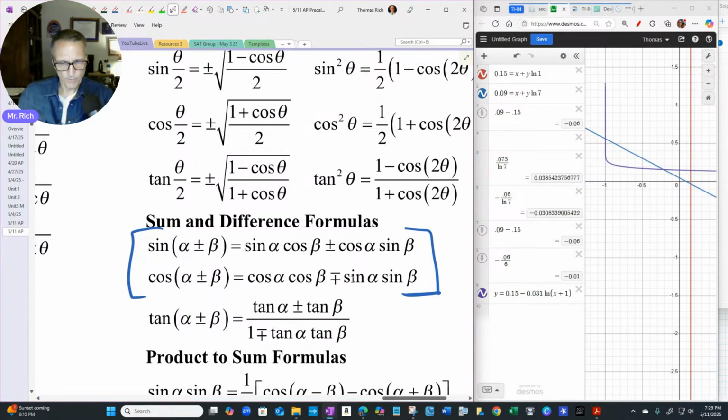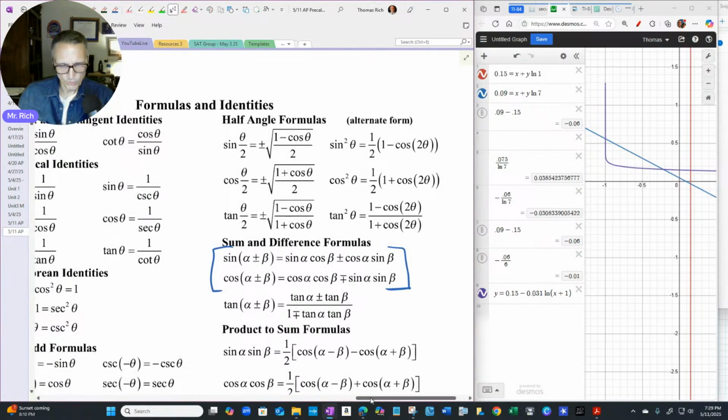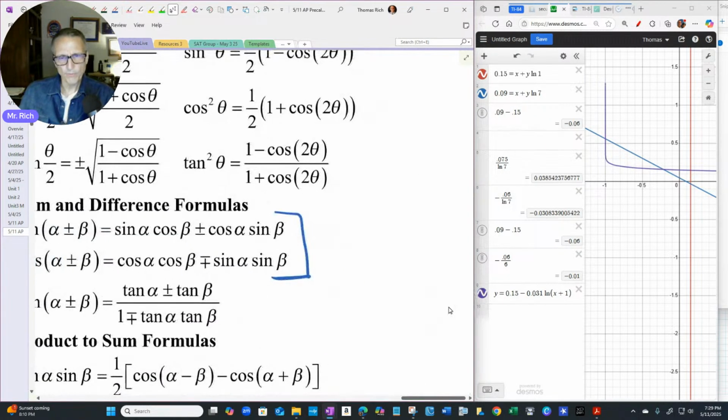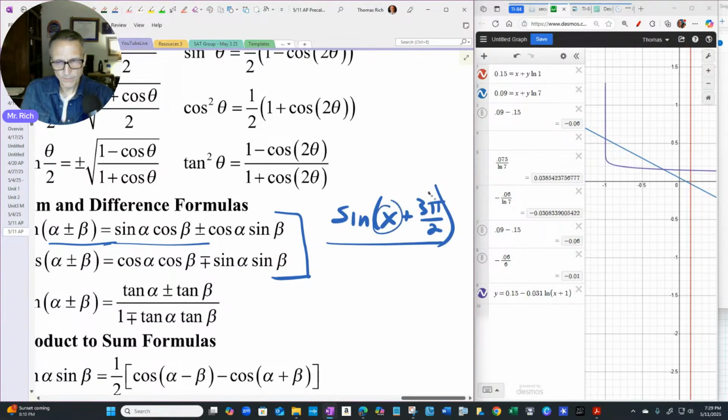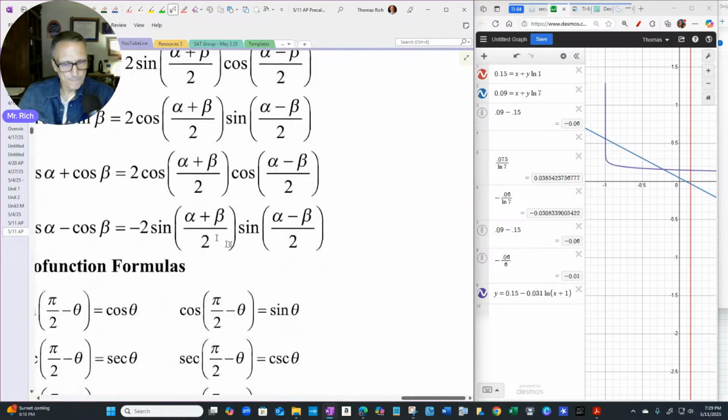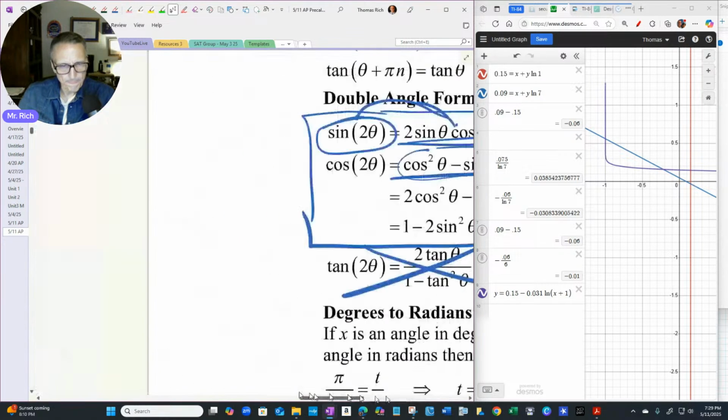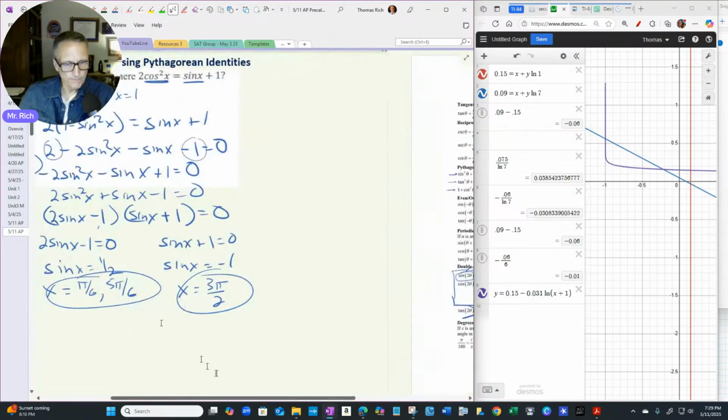Be on the lookout, right, for problems that look like this, that sometimes students don't recognize that they're supposed to use the sum and difference formula, right? If you see an expression, sine of x plus 3 pi over 2, you're going to be using this formula right here to break this out. And so even though one of them is a variable and one of them is a fixed angle, you still are going to use that sum and difference formula to break it apart into both x and 3 pi over 2. All right, so let's go back to our next predicted problem.